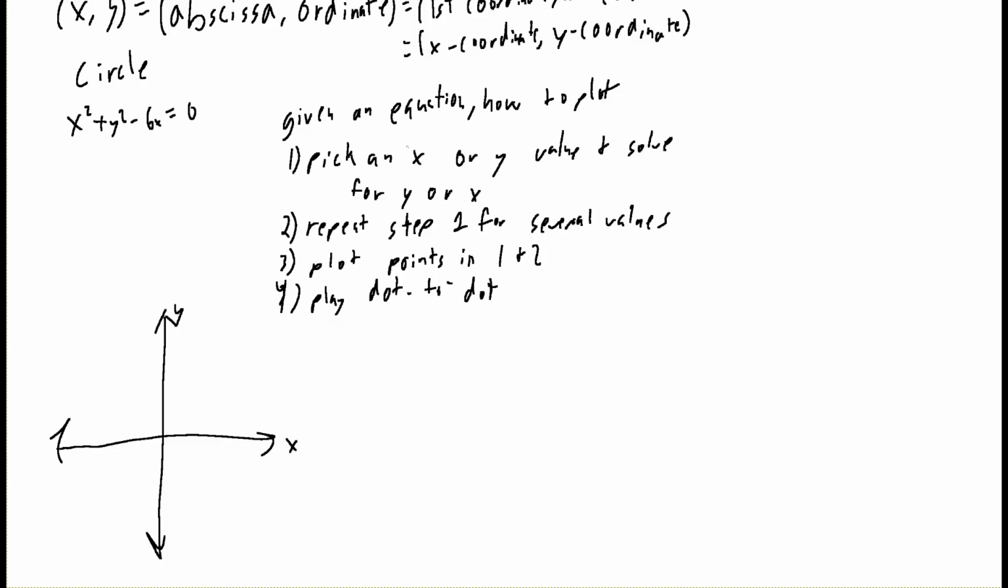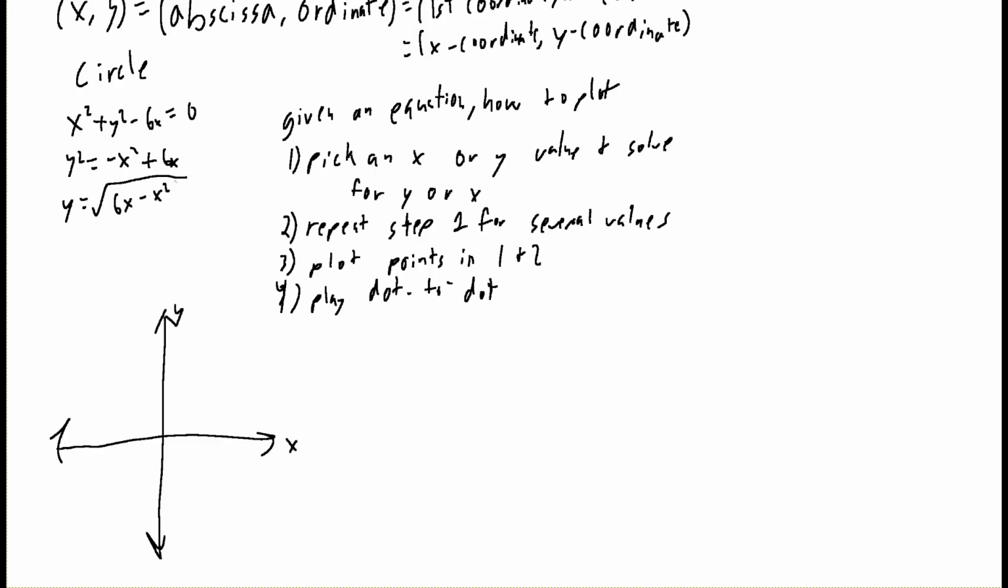Alright, well, in this case, I find it handy to solve for y. So I'm going to move the x squared and this 6x to the other side. Y squared is equal to negative x squared plus 6x. And then we're going to take the square root. So y is equal to the square root of 6x minus x squared.